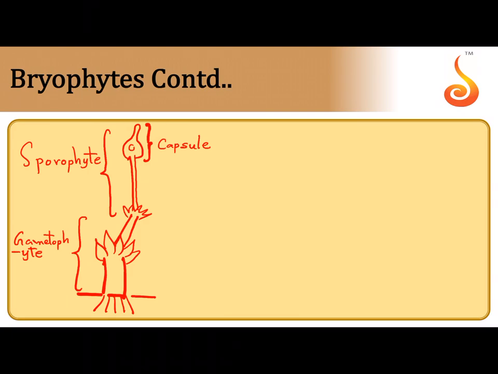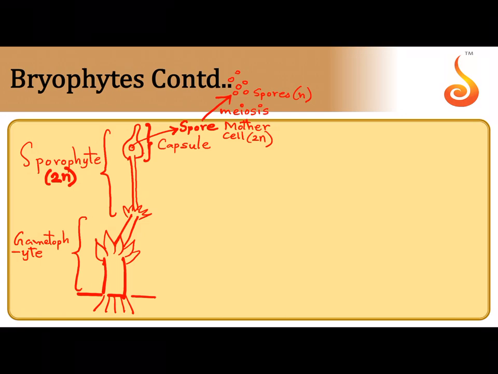In this you can see there are cells. Now this cell that is present inside the capsule is called a spore mother cell. Remember, the sporophyte is diploid because it came from a zygote. The spore mother cell is diploid. It now undergoes meiosis inside to produce haploid spores. So these haploid spores coming out of the capsule, can you guess what they will become?